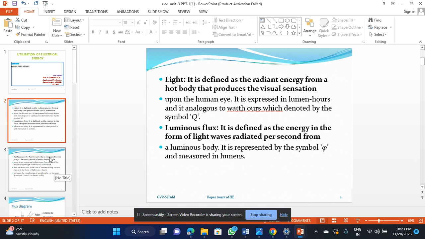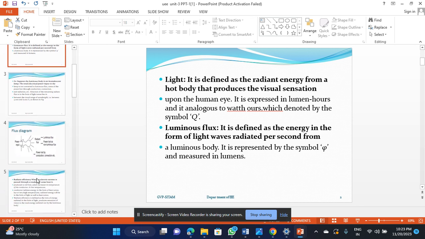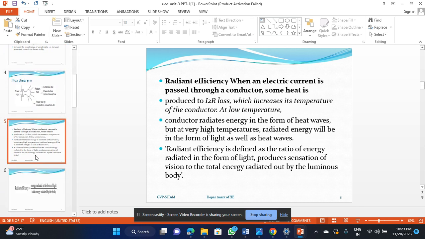So these are the main basic terminologies in illumination. Now we are going to define radiant efficiency. When electric current is passed through a conductor, some heat is produced in the form of I square R losses, which increases the temperature of the conductor. At a low temperature, the conductor radiates energy in the form of heat waves, but at very high temperatures, the radiated energy will be in the form of light as well as heat waves.